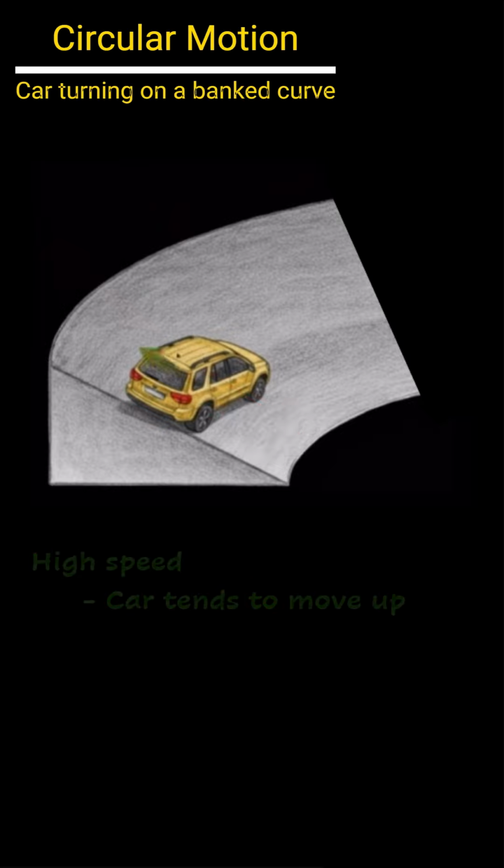Conversely, think about a vehicle moving way too fast, or at a very high speed. In this scenario, the car tends to fly away from the bank or attempt to slide up the bank. Consequently, here you will be looking for the conditions that stop the car from flying off the road.